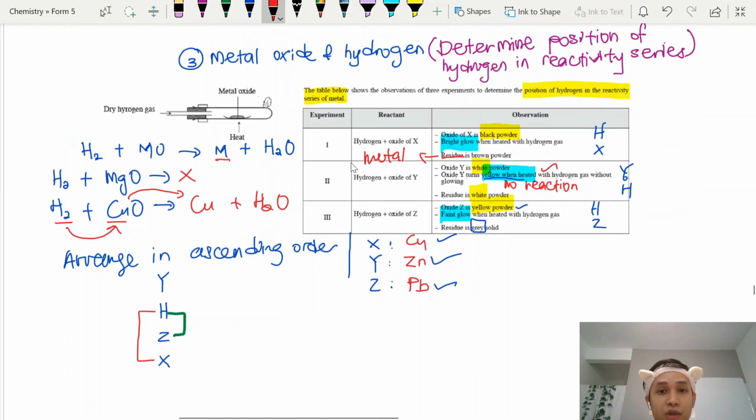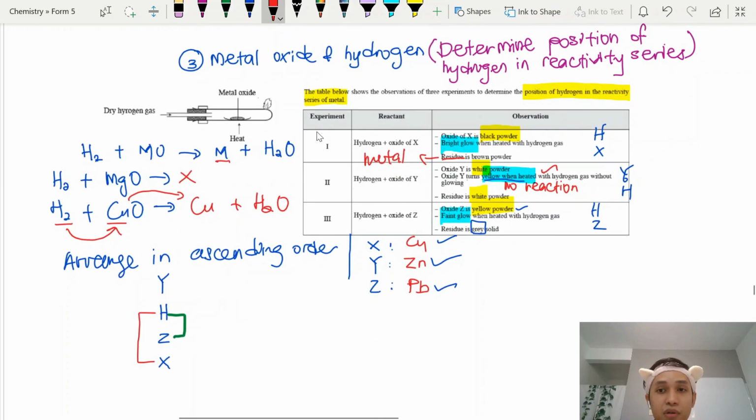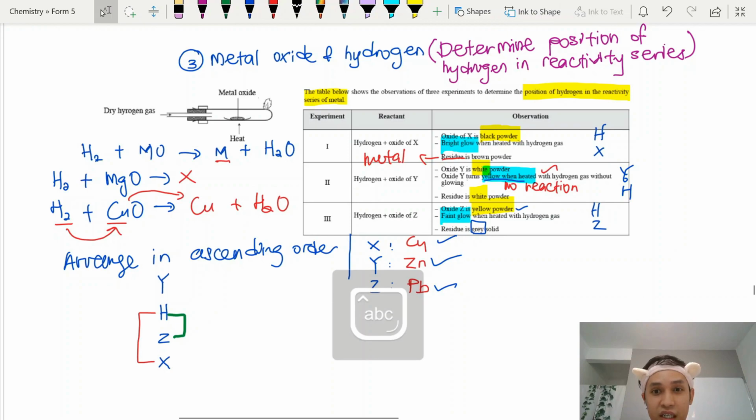So I believe that is it for your reactivity series, how you identify. I hope this will help you all in your exams. Hopefully now you know how we arrange the metals.